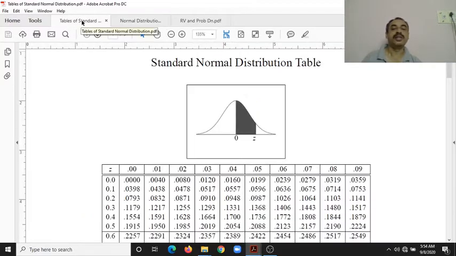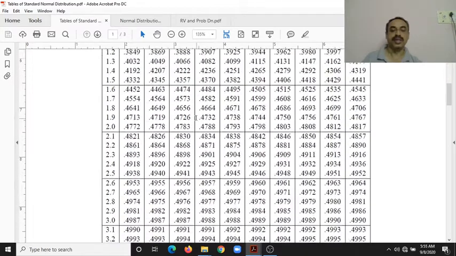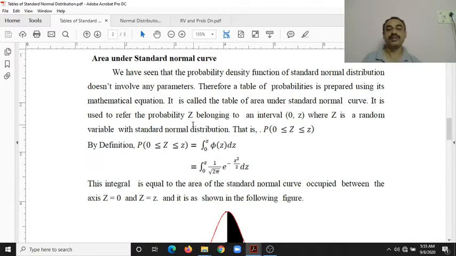Now, coming back to the tables of standard normal distribution, we see that this equation of standard normal distribution doesn't have any unknown parameters. We have 1 by root 2 pi e raised to minus z square by 2. Now, these tables of standard normal distribution give the probability of z between 0 and small z. That is, P of 0 less than or equal to z less than or equal to small z.